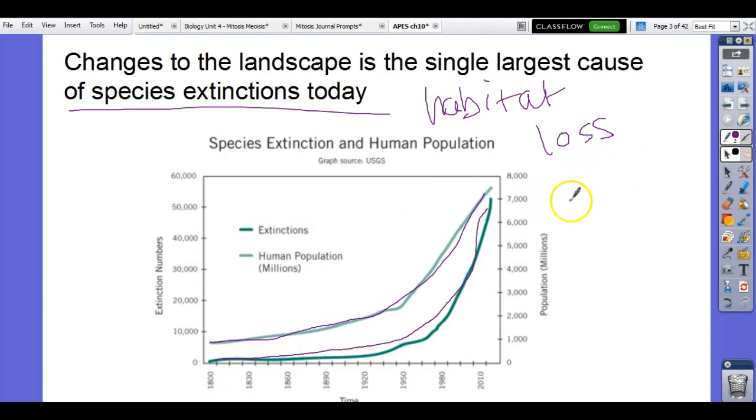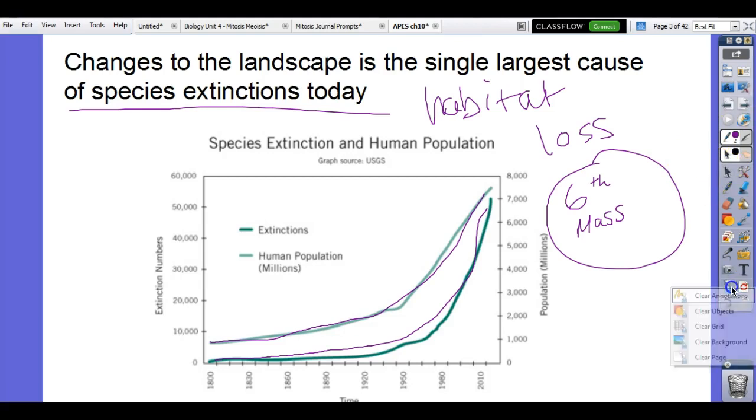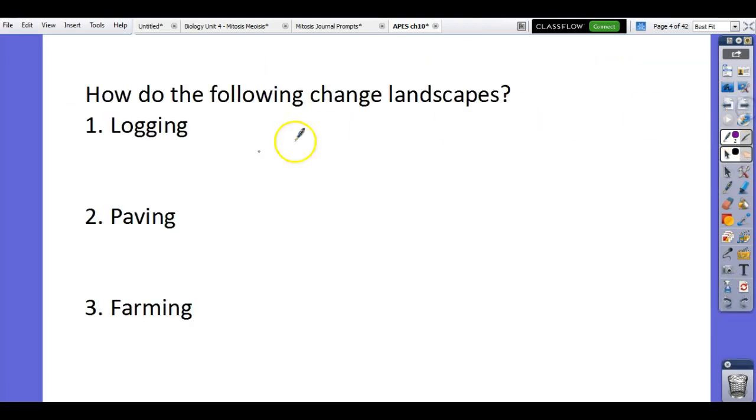And we've been talking about how this is really evidence for what scientists are now calling the sixth mass extinction, which they believe is a mass extinction caused by humans. And really, that's why it's different from the other mass extinctions we've had in the past, because this one is human caused. So if we think about it, how do the following change landscapes?